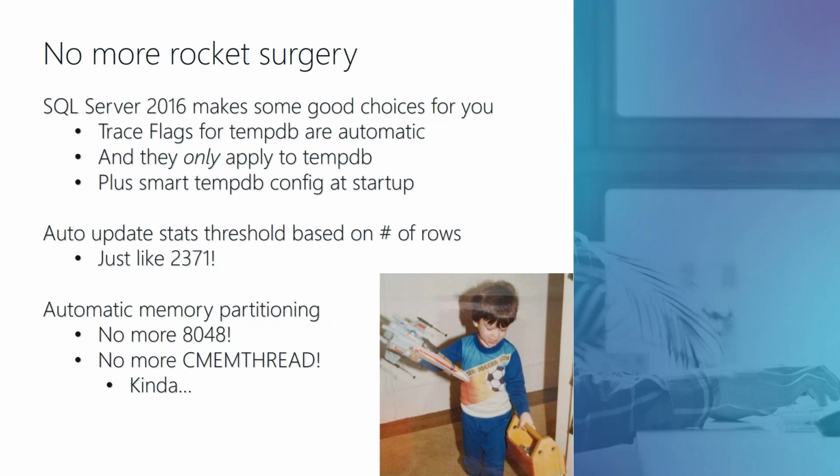for SQL Server 2016 and on, you get all of these cool features turned on by default. Trace flags for TempDB are automatic, so you don't have to turn on 1117 and 1118 to get these performance benefits. And you also get that cool new feature during setup where SQL Server says, we're going to create a data file per core so you don't have awful performance. Auto update stats threshold is just the same as it was when you had 2371 turned on, and you get automatic memory partitioning, so you don't need 8048 anymore. So there's kind of sort of no more CMEM thread waits. It has to kick in when SQL detects CMEM thread, but it's cool that it does that on its own without you having to restart SQL with the trace flag turned on.